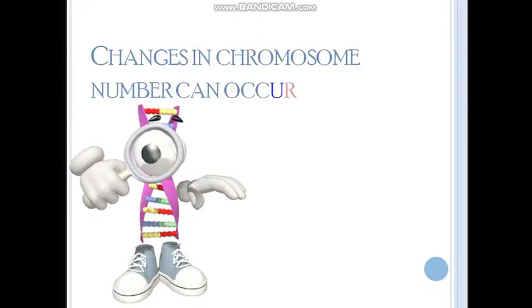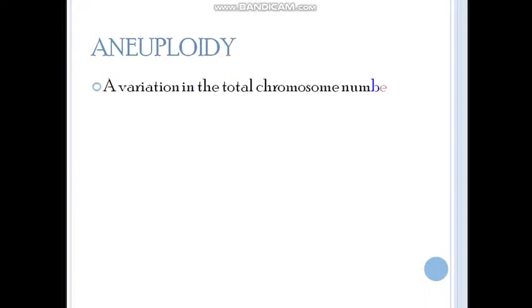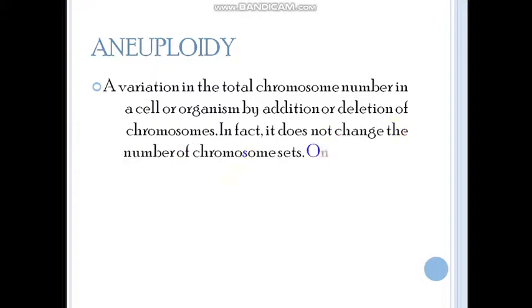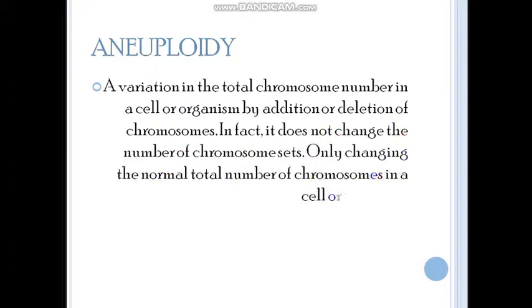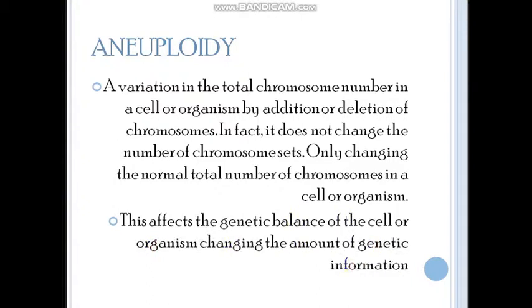Changes in chromosome number can occur by aneuploidy and euploidy. Aneuploidy refers to a variation in total chromosome number in a cell or organism by addition or deletion of chromosomes. In fact, aneuploidy does not change the number of chromosome sets. It only changes the normal total number of chromosomes in a cell or organism. This variation affects the genetic balance of the cell or organism.